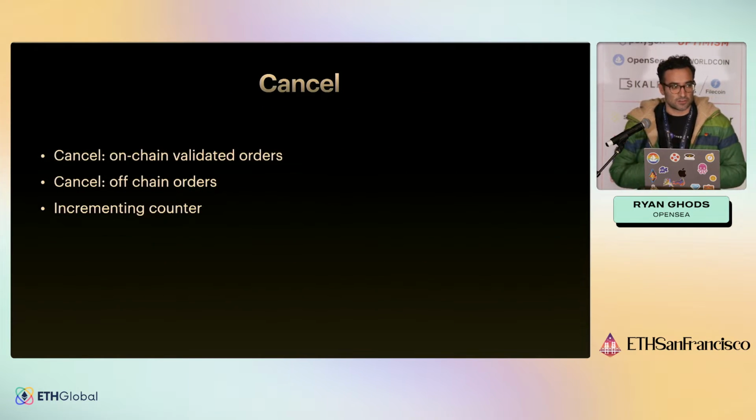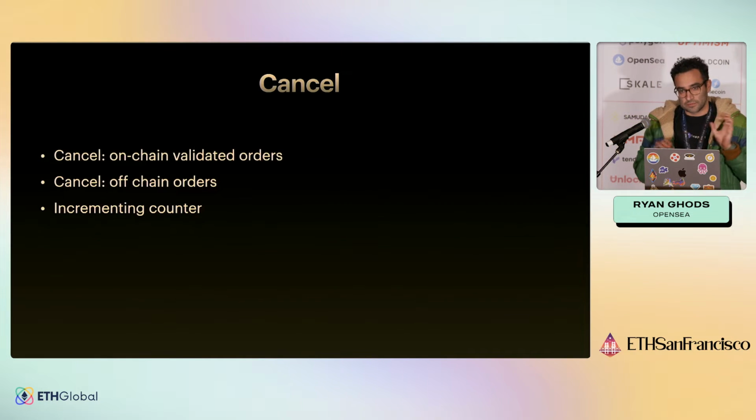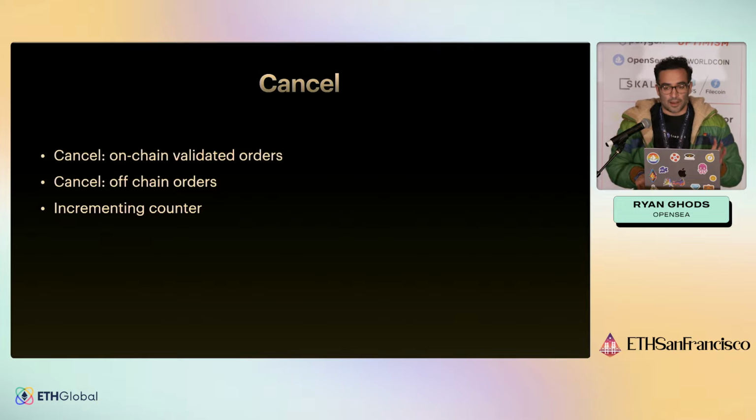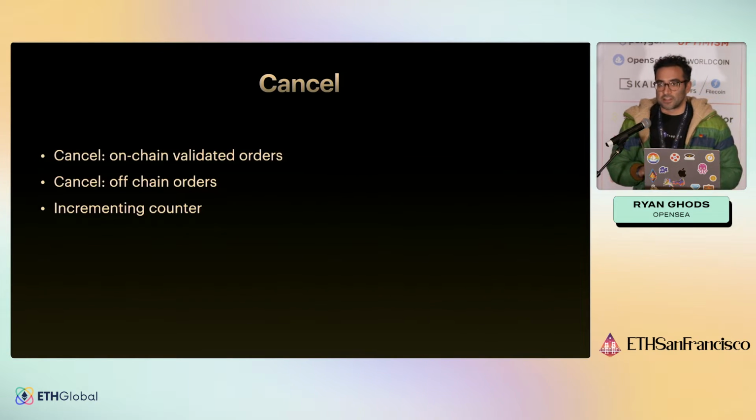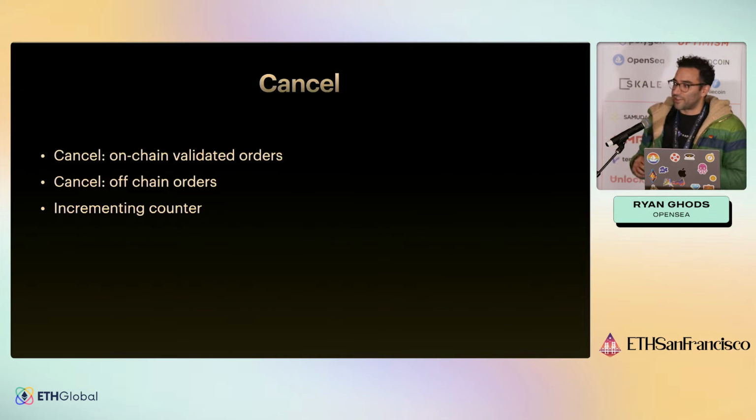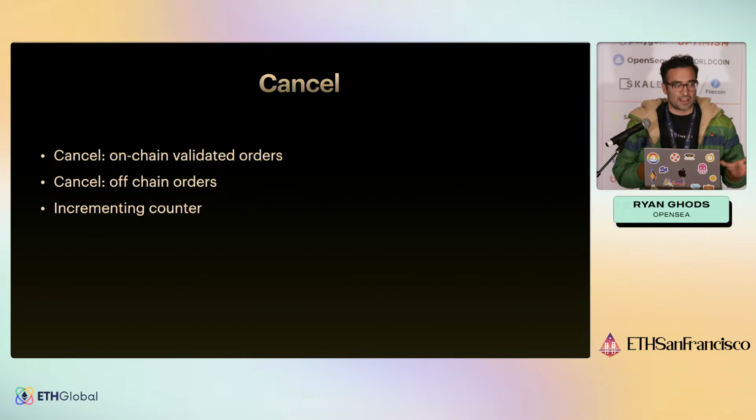And then canceling an order: if you validated on chain, you can cancel it. Even if you created the order off chain, in most cases you still want to cancel it on chain because if someone found that order or got it later, they could execute it as they want. And then the other option is incrementing the counter, which is the account-level nonce.